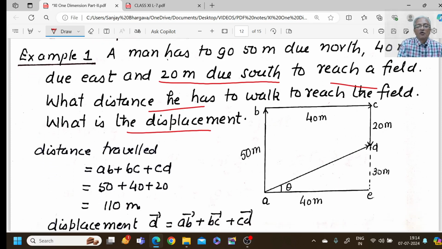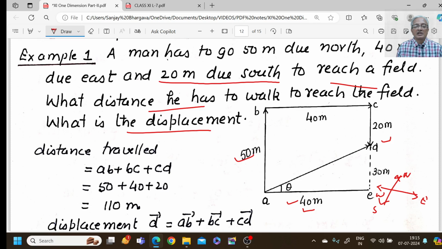So it says 40 meter to the east. What is our concept of direction? This is north, south, east and west. So 40 meter east, 50 meter north, 40 meter due east and 20 meter due south. So we are here, 20 meter to the south, downward direction, and 50 meter to the north, upward direction.